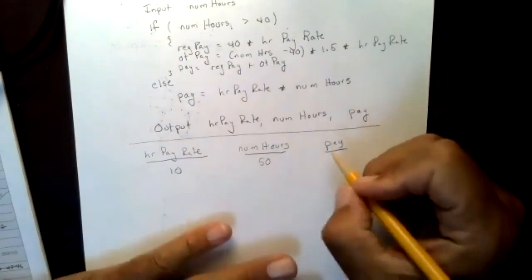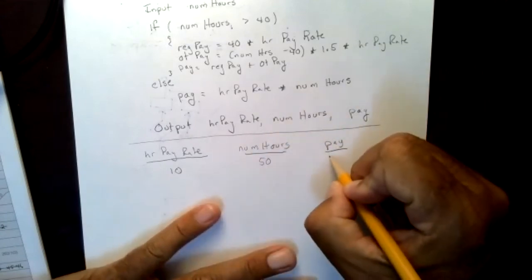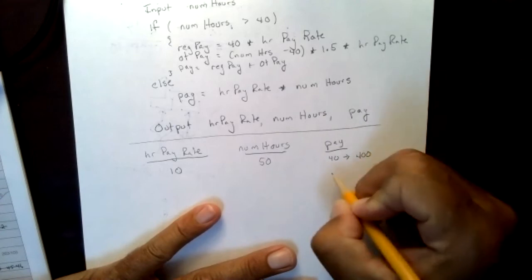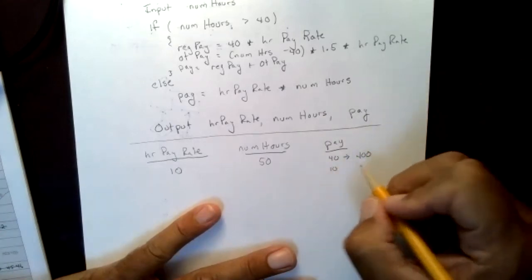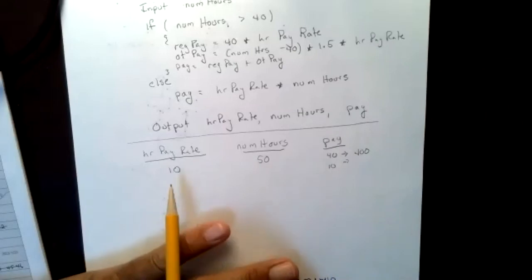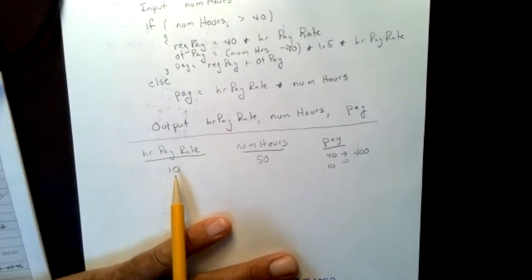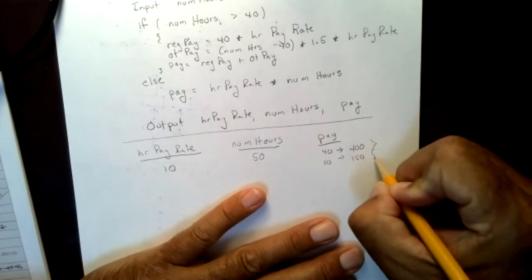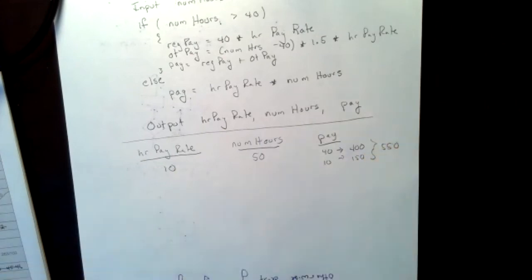I'm going to do some scratch work. For the first 40 hours, I get $400. And then there's 10 hours of overtime, so that's 10 times 15 an hour. So that's 150. Yeah, I want to get 550 for my answer.